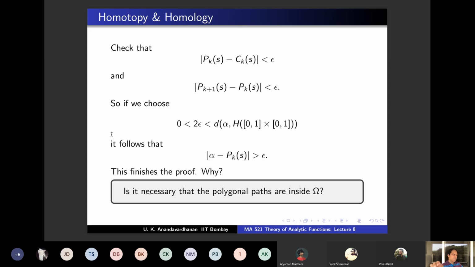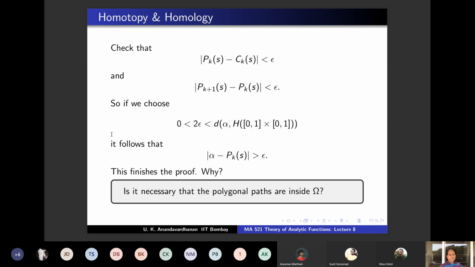So let me leave it as a question. I will ask you in our discussion session at the end. Okay, question is clear, no? We are approximating these curves CK using these polygonal paths. CKs are inside your region. Is it necessary that these polygonal paths are also inside your region in this proof?